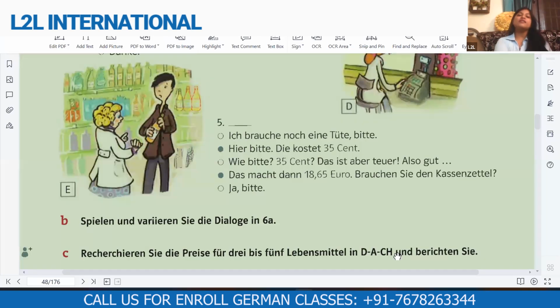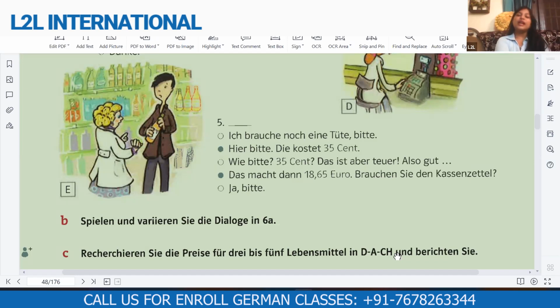So the lady says, Ich brauche noch eine Tüte. Tüte means paper bag, basically a bag. Papiertüte, so paper bag, and normal Tüte. So Tüte is bag, die Tüte. So the answer is here, bitte. Here it is. Die kostet 35 Cent.